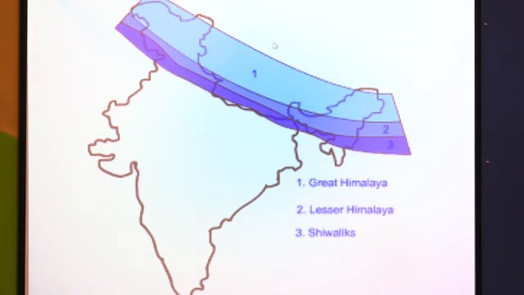All the area is snow capped throughout the year, and due to that glaciers originate here in the trans-Himalayan area. Second one, Lesser Himalaya: Jammu Kashmir, Shimla, Kullu Manali, Himachal Pradesh, all these tourist places are located in the second part.